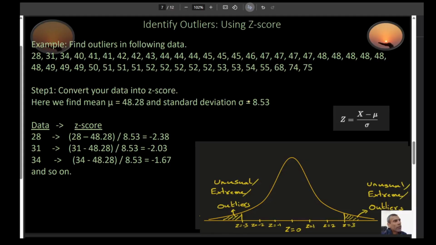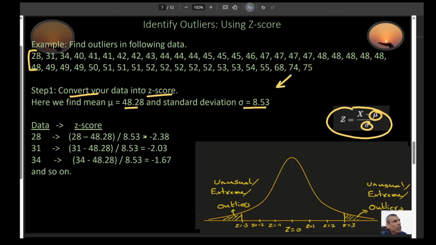So suppose you have to find the outliers for the same data, and let's say this is my data right here. I'm just writing this data over here. The first step is to convert your data into z-score. This is the formula used to convert your x into z-score. You need to know your mean value and your standard deviation. You can find that your mean value is 48.28 and standard deviation is 8.53 for this data.